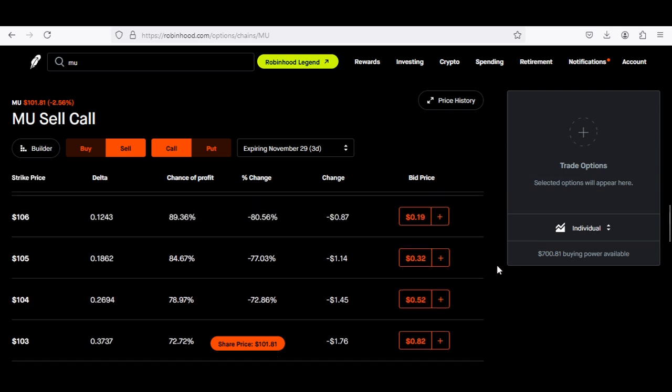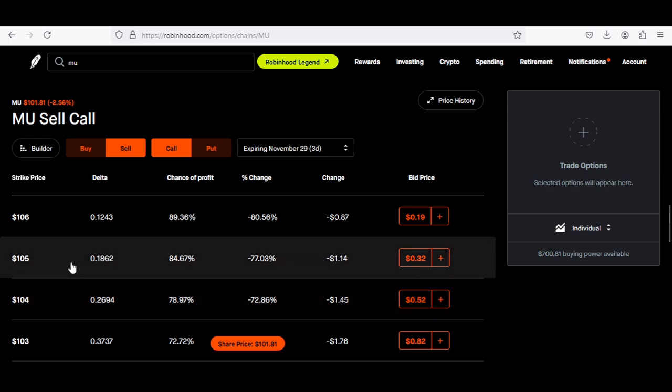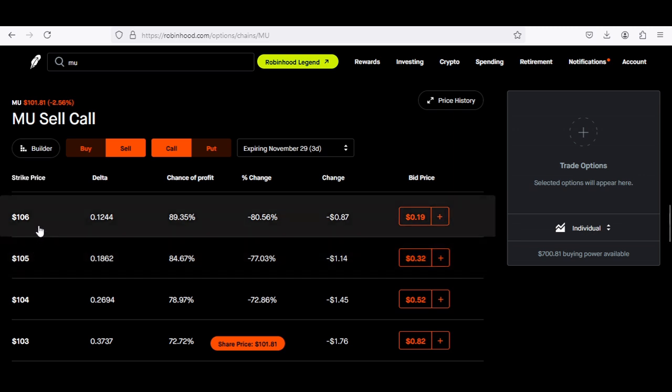Now, if you're not much of a risk taker and you want to be super secure and you want to move your strike price from 105 up to the 106 strike price, then what's going to happen is that your chance of profitability is going to increase to around 89%. But then look what happens to your premium. Your premium is now 0.19 or just $19.